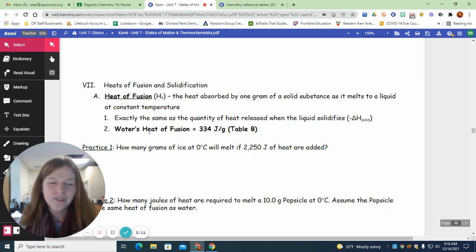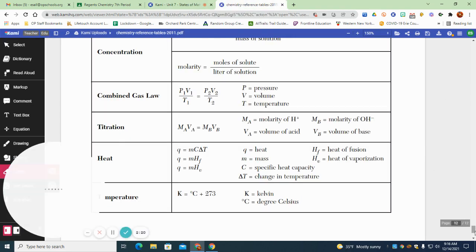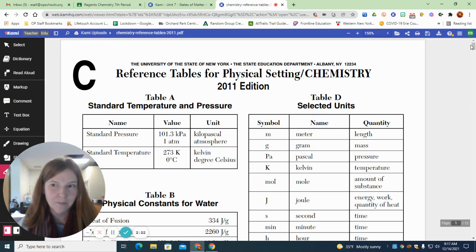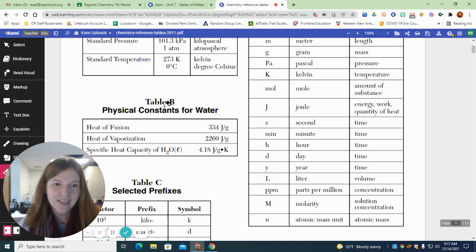All right. Now, the heat of fusion for water is a constant 334 joules per gram. And you don't have to have this value memorized. This can be found right on the front of our reference table. If I head back to the front page here, table B, you will see heat of fusion, 334 joules per gram. And this is physical constants for water.